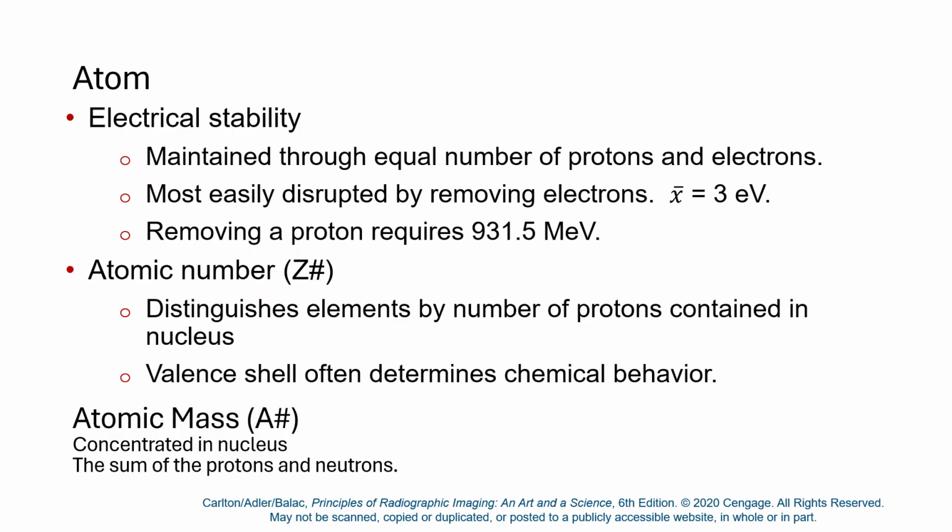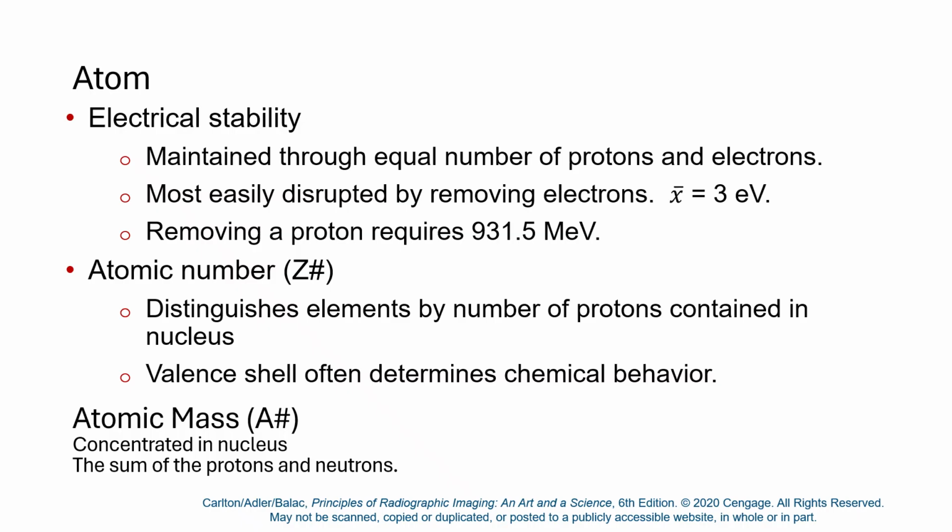And the reason is the energy difference. It takes roughly, on average, 3 electron volts to yank an electron off of an atom and free it. By contrast, removing a proton from the nucleus requires 931.5 mega electron volts. That's a whole bunch of energy. That's more energy than we use in radiation therapy. Forget about X-ray. Okay.